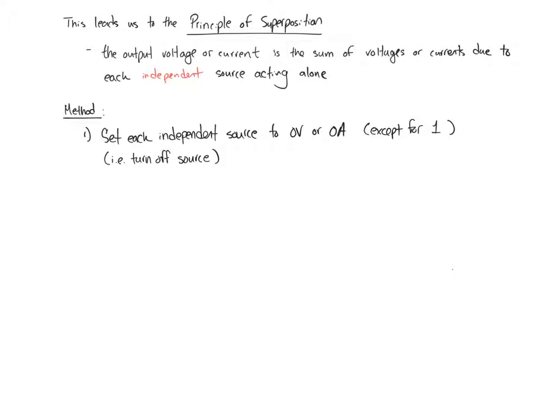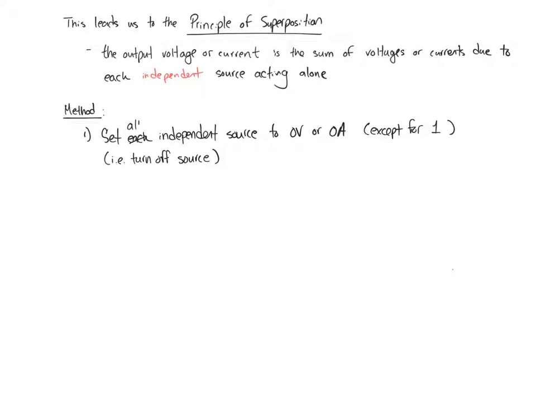So the method is as follows. First, we're going to set each independent source, or all independent sources, I should say, to either 0 volts or 0 amps, depending on the source, except of course for one or a group of sources. So we have to always leave at least one active, or at least one group of them active.